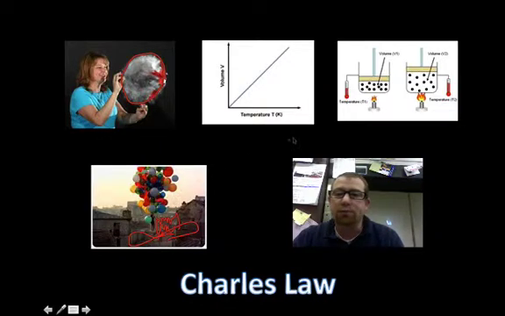So here we have the volume of the gas. We put some heat to it. As we put the heat to it, the volume increases inside of there. And that's Charles' law.